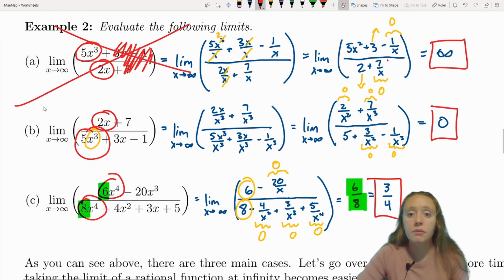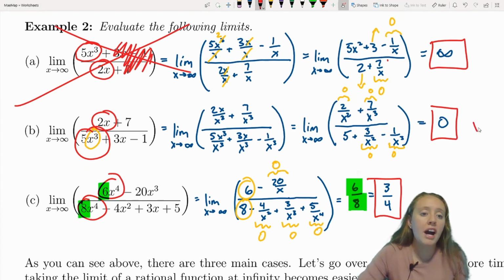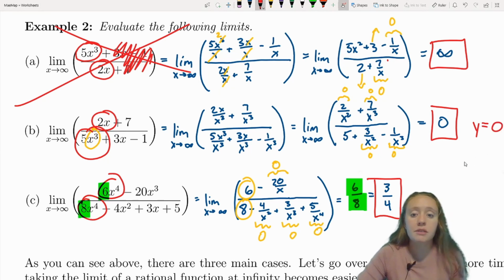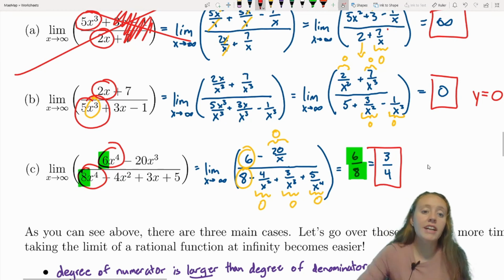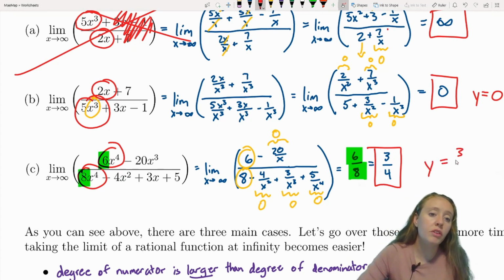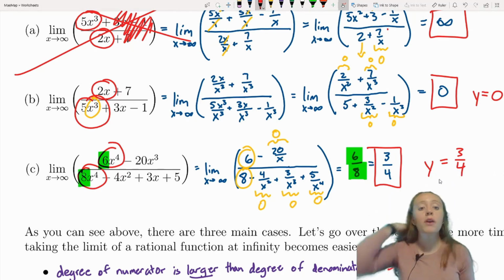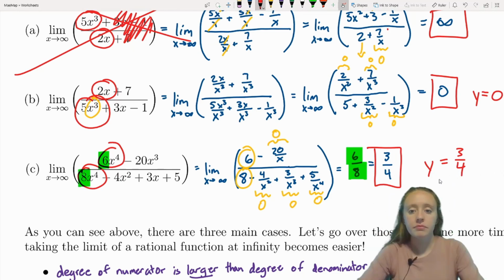And up above, quickly, in part A, our limit went towards infinity, so A doesn't have a horizontal asymptote. B, our limit of our function as x approached infinity went towards 0, so y equals 0 is a horizontal asymptote. And for C, as x approached infinity, we got 3/4, which is a finite value, so y equals 3/4 is also a horizontal asymptote.